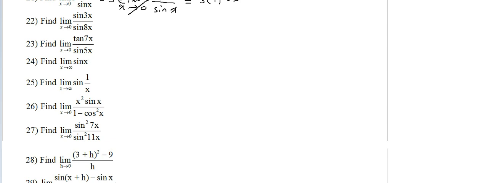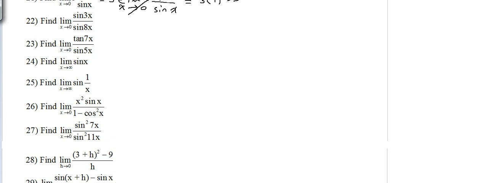Okay, number 22, and this is part 6 of AP Calculus, Chapter 1, Limits. Number 22, find the limit of sine 3x over sine 8x as x tends to 0.